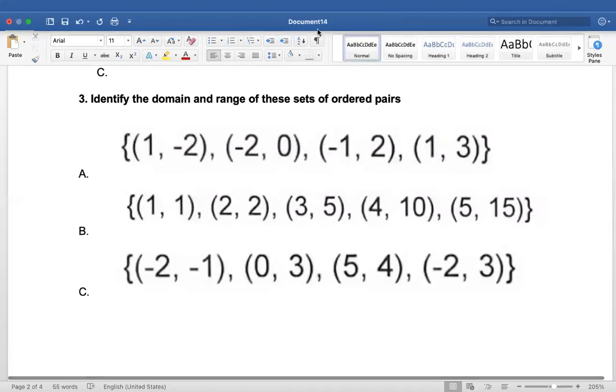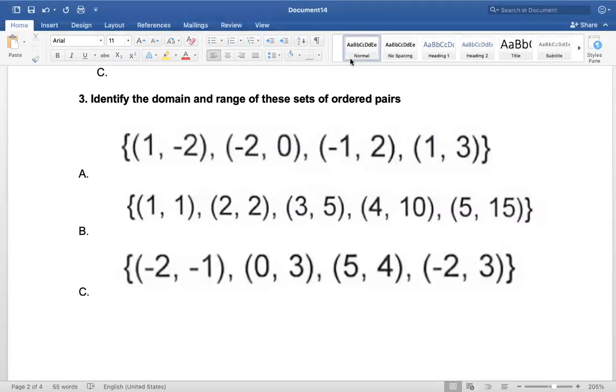Starting with A. So first for our domain, that's those first numbers: 1, -2, -1, 1. We still want to go from smallest to biggest. So -2 goes first, and then -1. And we still don't want to do repeats, so we're only going to put 1 once.